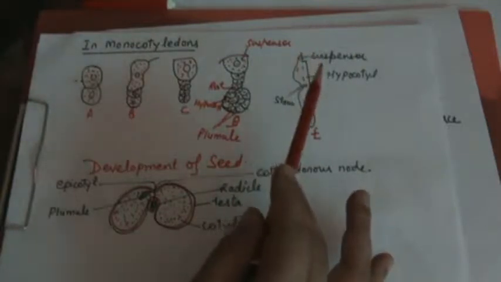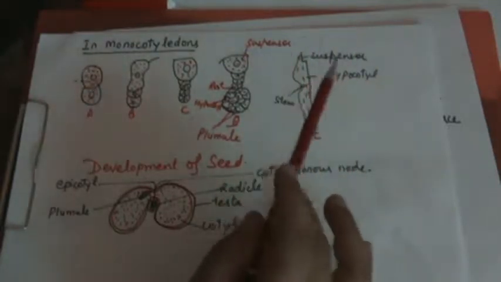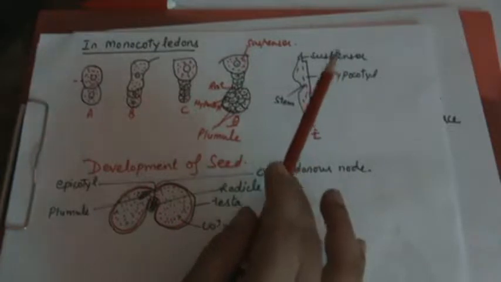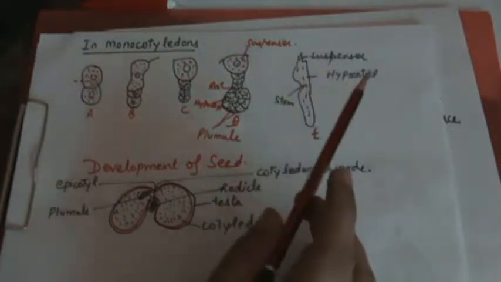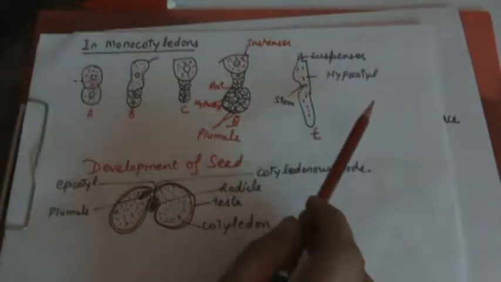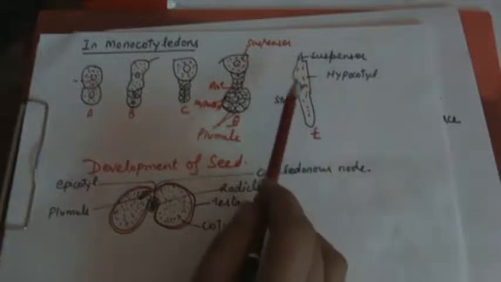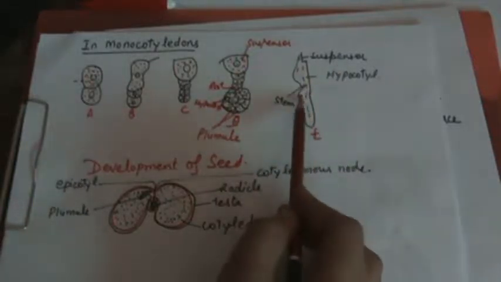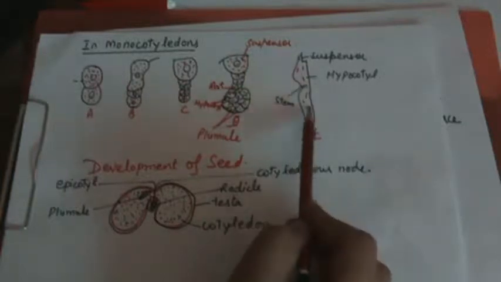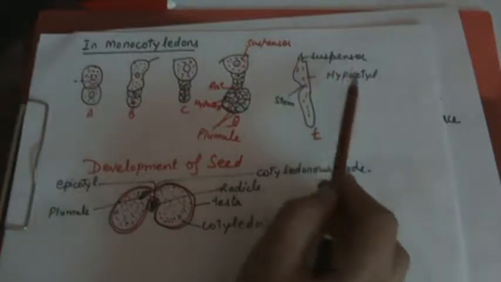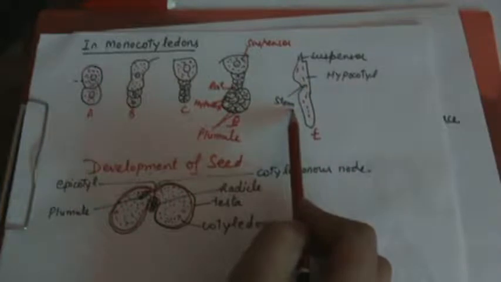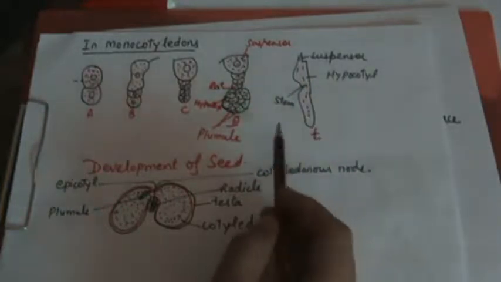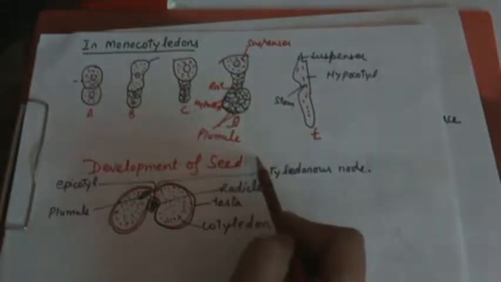In monocotyledons, about 1/2 of the terminal cell derivatives function as shoot apex, whereas the remaining cells show a rapid rate of cell division in the formation of a single terminal cotyledon. Single terminal cotyledon. This is the embryo of the monocotyledon: suspensor cell, hypocotyl, and stem. Next event is development of seed.